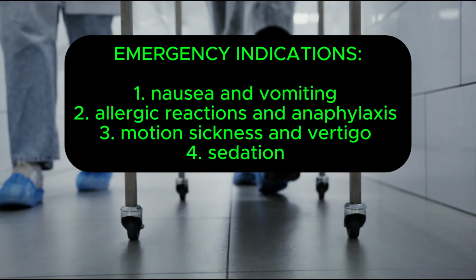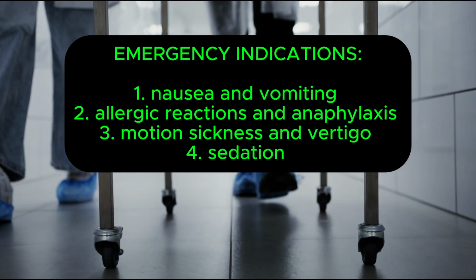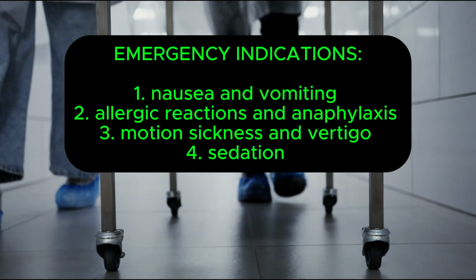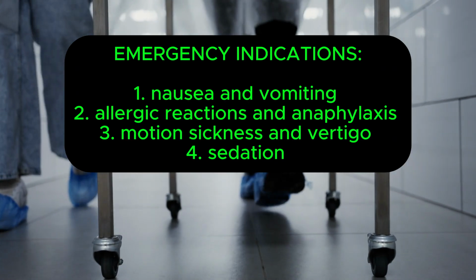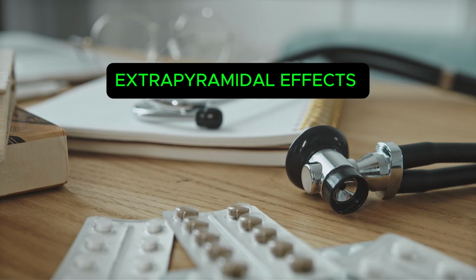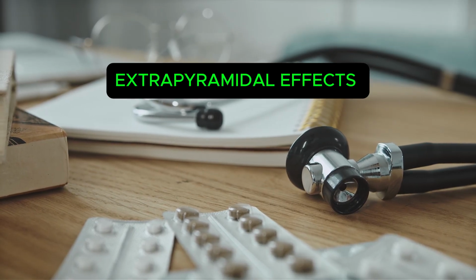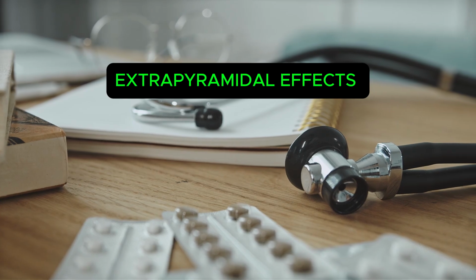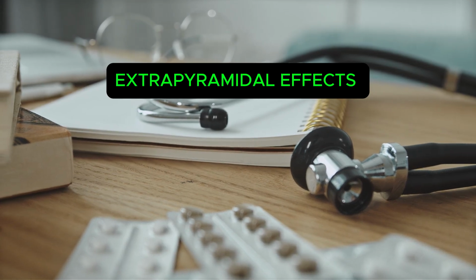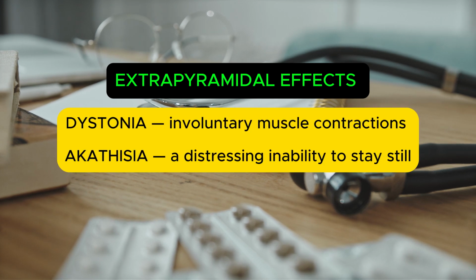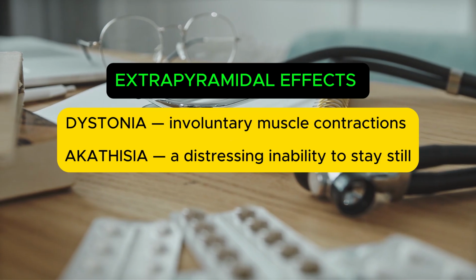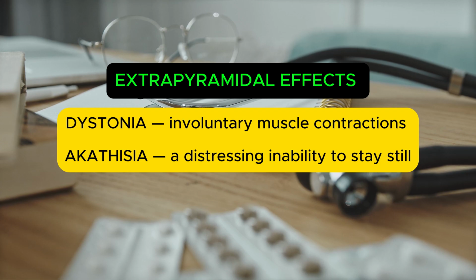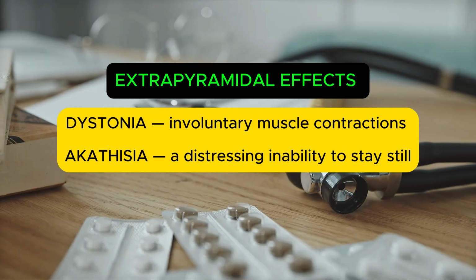Third, motion sickness and vertigo in acute presentations. Fourth, sedation, as a component of procedural sedation, particularly in pediatric patients. An important side effect to recognize: extrapyramidal effects. These are movement disorders caused by dopamine receptor blockade. They include dystonia, involuntary muscle contractions, and akathisia, a distressing inability to stay still. If these occur, the treatment is procyclidine or benztropine.